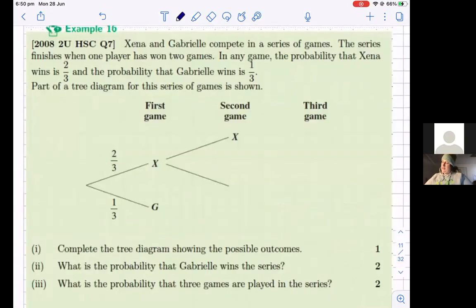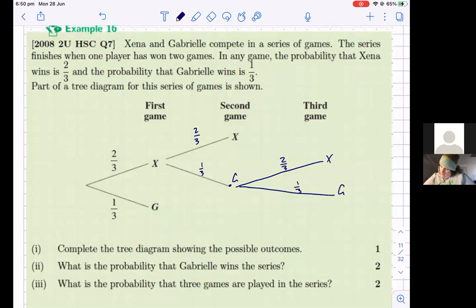Zena and Gabrielle compete in a series of games. The series finishes when one player wins 2 games. In any game, the probability that Zena wins is 2/3 and Gabby wins is 1/3. Part of a tree diagram is shown. Complete the tree diagram. So we've got Zena winning the first game and the second. Zena winning the first game, Gabby winning the second. If that happens, then we do get a third game. Zena could win it, or Gabby could win it.